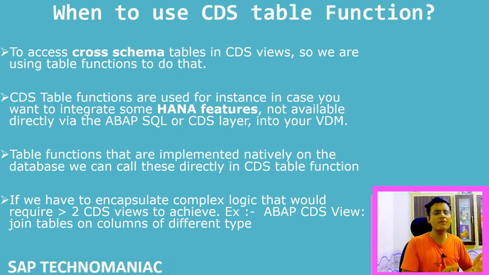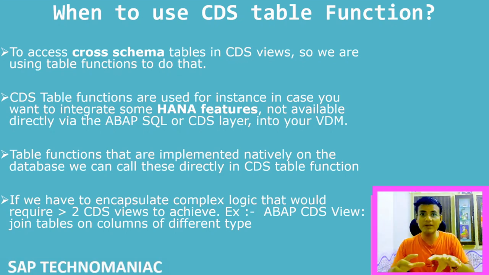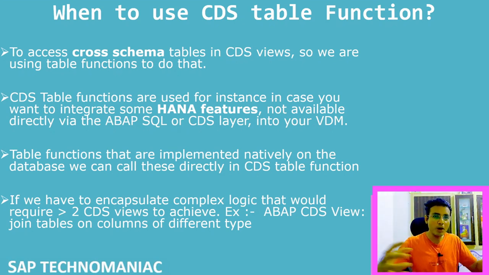In ABAP programming, we have other ways also. We have the select queries, we have the AMDP processors also. There is a lot of other things. But when we are doing the data modeling, there we can't use the AMDP processors. So basically, we need the CDS entity to combine and join the data.